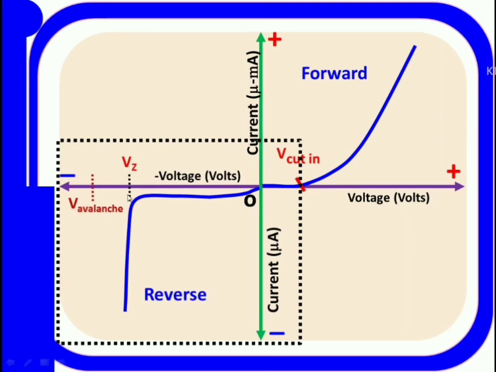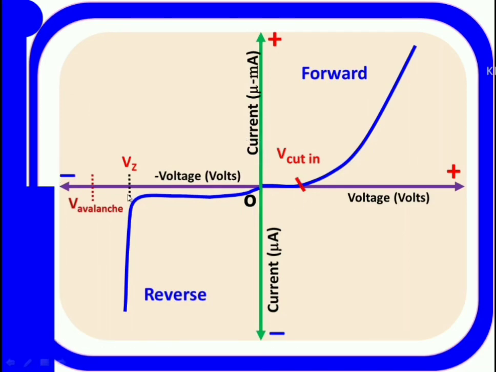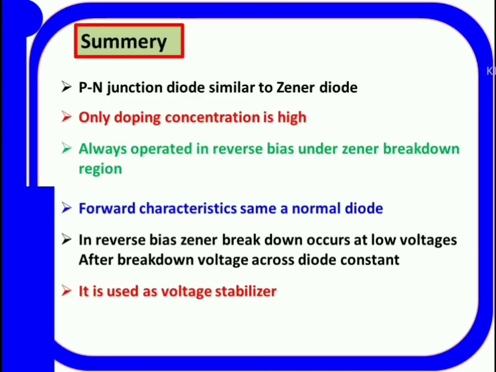So finally, Zener diode is the same as that of a junction diode. Only the difference is that doping is very high. Because of the doping, depletion layer width is very narrow. Next, it is always operated in reverse bias. If you operate in reverse bias, breakdown occurs at very small voltages. But this breakdown is Zener breakdown, not avalanche, right? In Zener breakdown, current increases rapidly, but voltage remains constant. Because of this property, Zener diode can be used to stabilize the voltage.